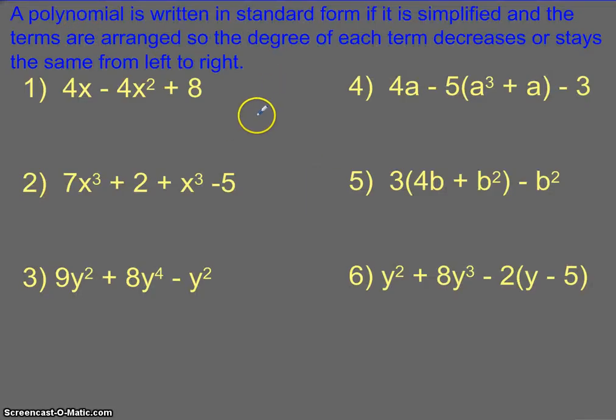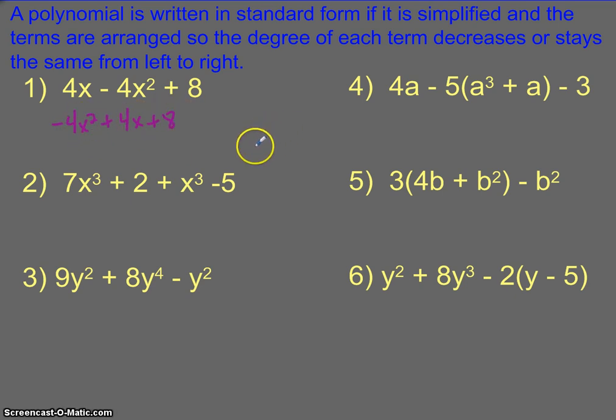Next, a polynomial is written in standard form if it is simplified and the terms are arranged so the degree of each term decreases or stays the same from left to right. So we're going to write it in standard form, meaning the highest degree term goes first, the next highest degree term goes second, and so on. So we got 3 terms here. This has a degree of 2, this one has a degree of 1, and this one has a degree of 0. So to write it in standard form, I simply rearrange it like this, so that the degrees are going down as we go left to right. This has the highest, this has the next highest, this has the lowest.